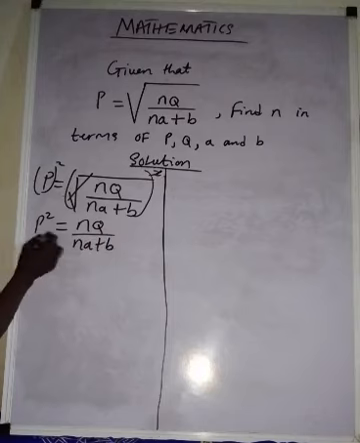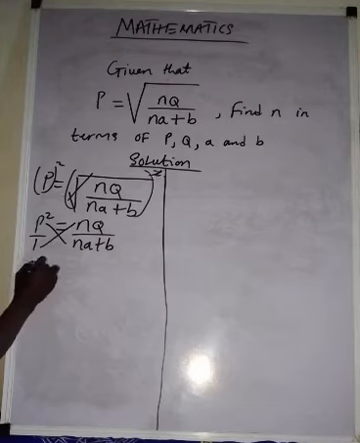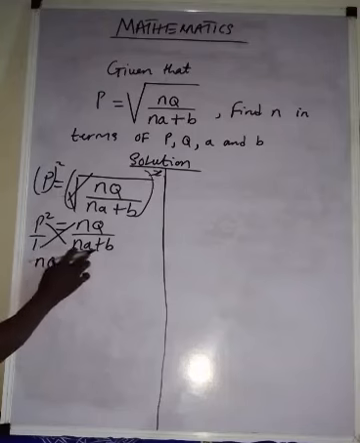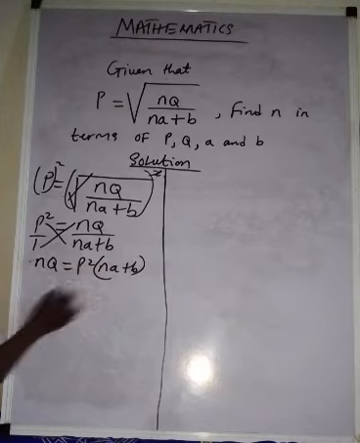To make both sides equal, I'll make this over 1 so I can cross multiply. This will multiply this. So we are going to have this one multiplying NQ, so we have NQ equal to the P square multiplying this other part. We are going to have P square. I'll open a bracket because we have two terms here. We have NA plus B.